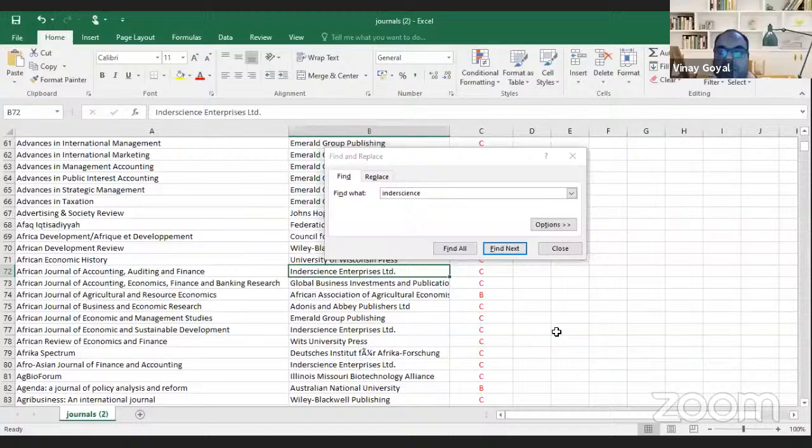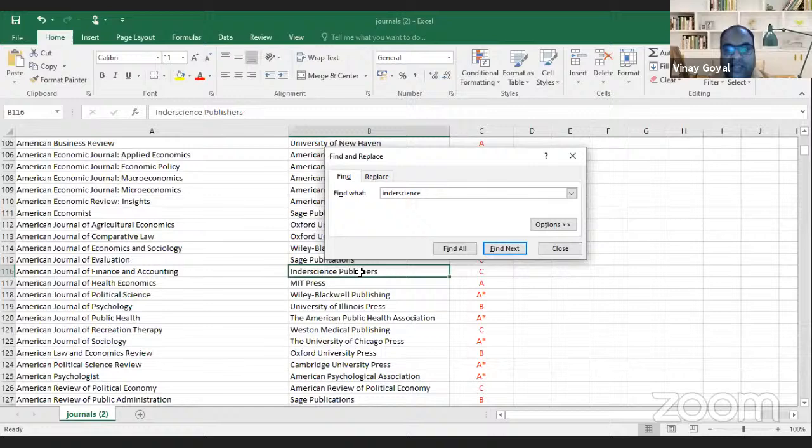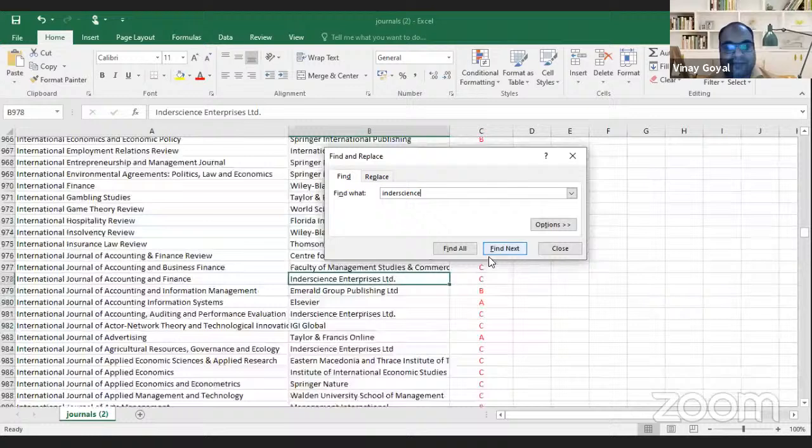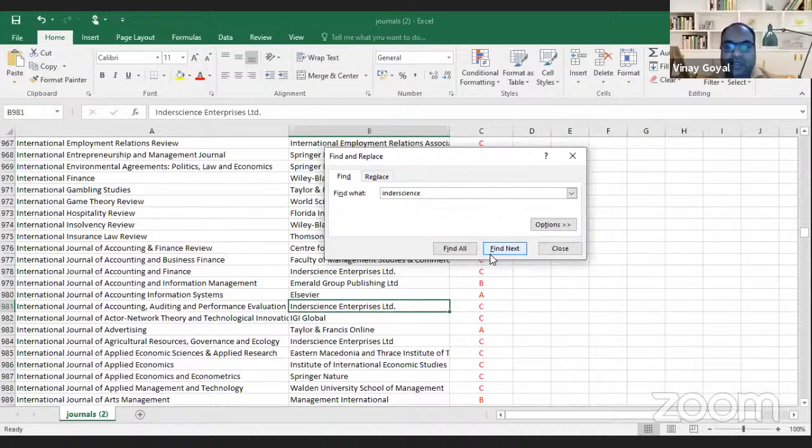Definitely most of them are in C category, right? You can see here the African Journal of Accounting, Auditing and Finance, InderScience. Then again African Journal, again InderScience. Afro-Asian Journal of Finance and Accounting, InderScience, C category. Then American Journal of Finance and Accounting, InderScience Publishers. Then Global Business and Economic Review. All these are C category. Interdisciplinary Environmental Review, InderScience, C category. Then International Journal of Accounting and Finance, and International Journal of Accounting, Auditing and Performance Evaluation, both InderScience.